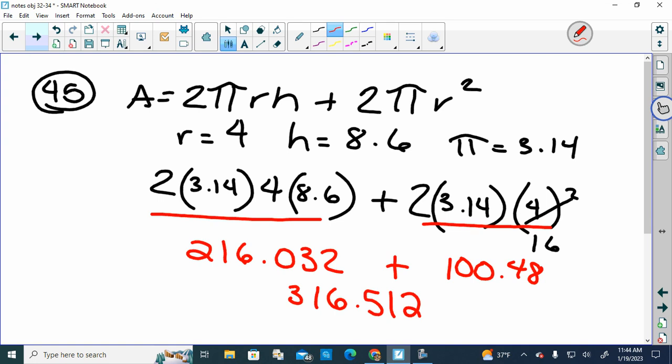Right? So we got 316.512. Yes? Okay. But on 45, it says round to what? So that means a whole number. Okay. So if the number right here is 4 or lower, then you're not going to touch it, right? But because it's 5 or higher, it's not going to be 316, it's going to be 317.